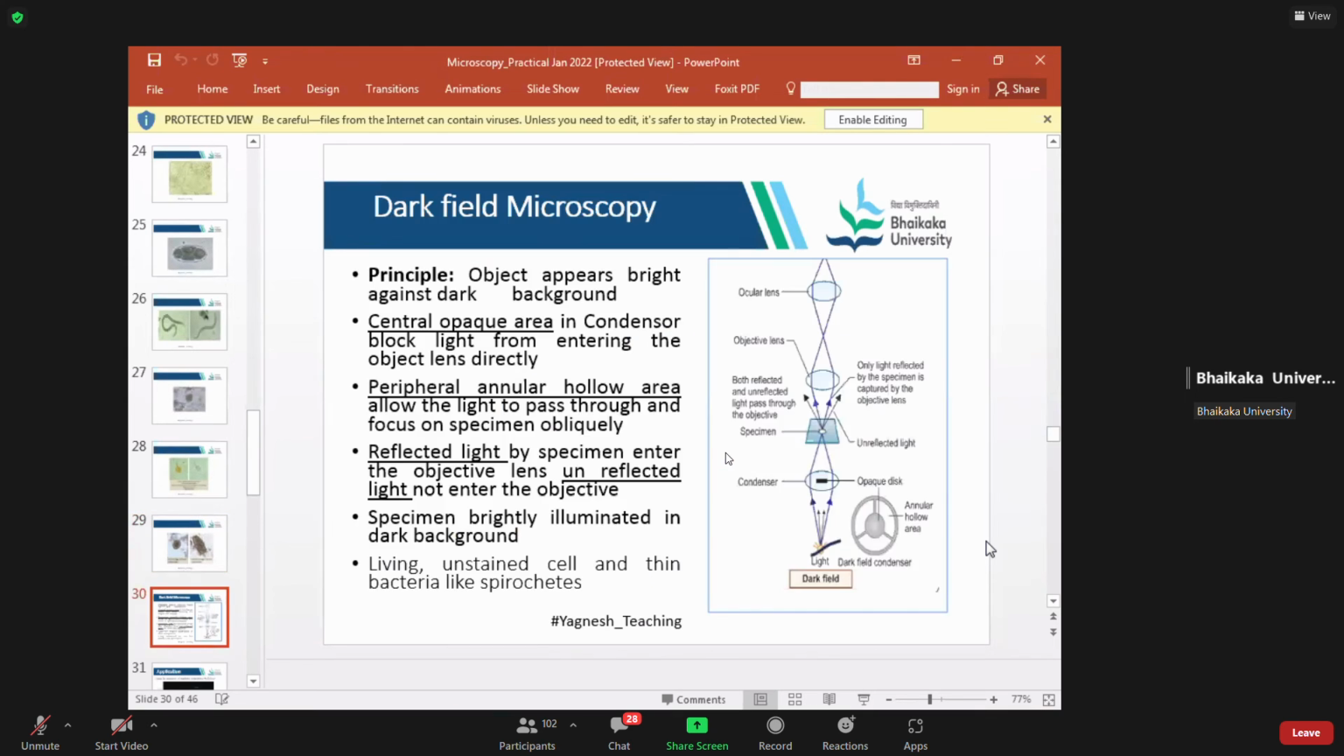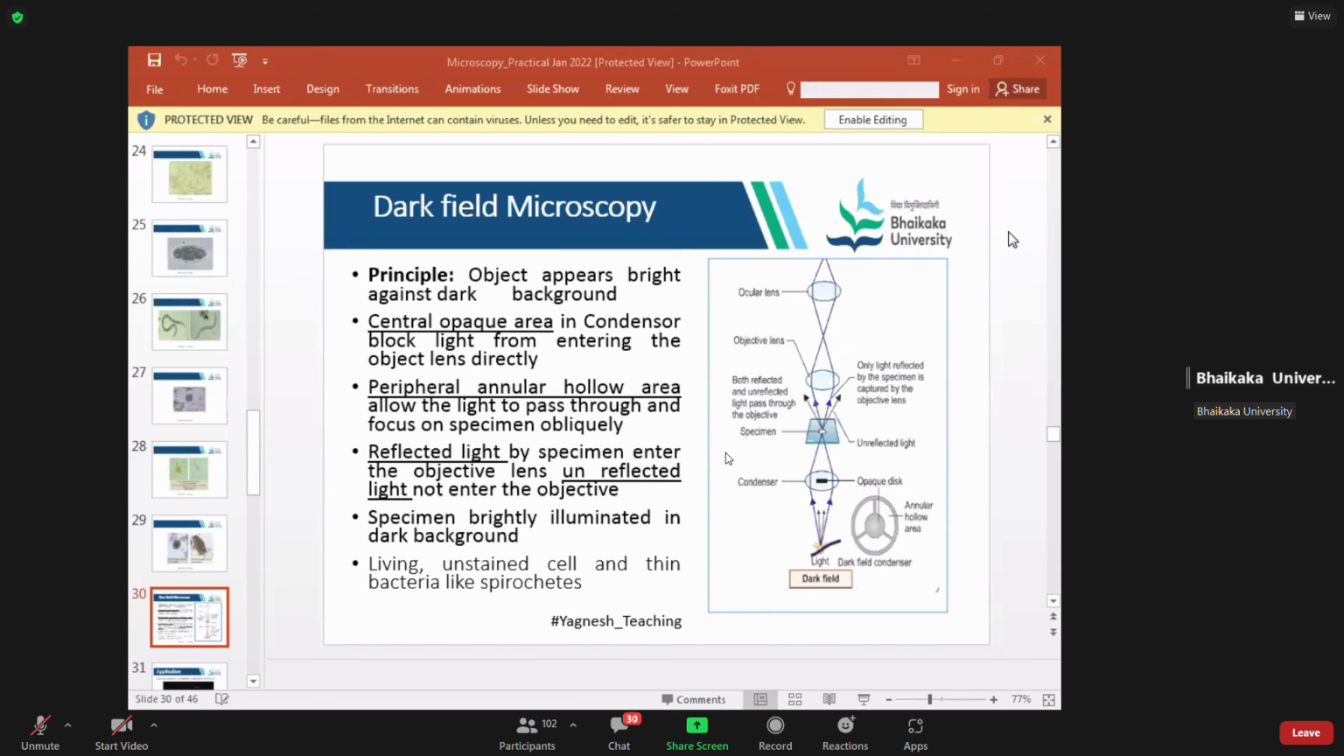Now move to the other type of microscope. Here I completed the bright field microscopic examination. Is it clear to everyone? Is the application part clear to everyone? Okay, so move to the next microscopic method, and that is dark field microscopy.